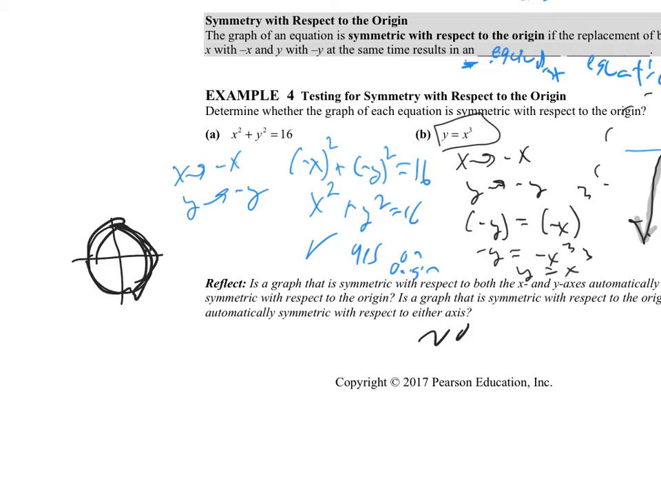I guess it could be how you're looking at it. This had symmetry with both. Therefore, it did have symmetry with the origin. If they're saying, if it has symmetry on both, will it automatically be symmetrical with the origin? Yes. But just because it is symmetrical with the origin doesn't mean it has symmetry to both.